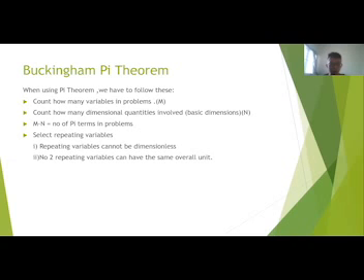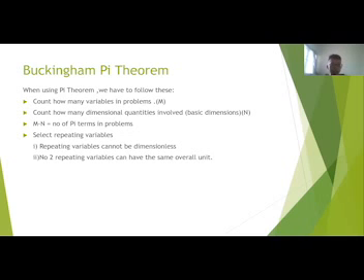So now we'll be proceeding to Buckingham Pi theorem. When using Pi theorem, we have to follow this. First one, count how many variables in the problem. Second one, count how many dimensional quantities are involved, the basic dimensions. Third one, we will be using n minus m, where m is the number of variables, while n is the number of base dimensions involved in that problem, to get the number of pi terms in the problem that we have to calculate.